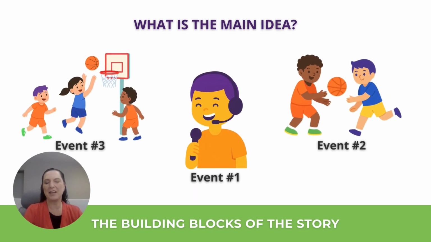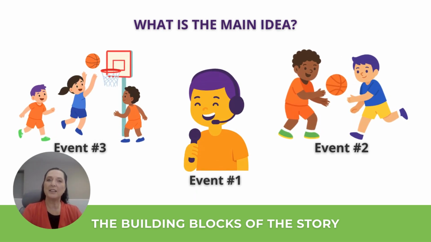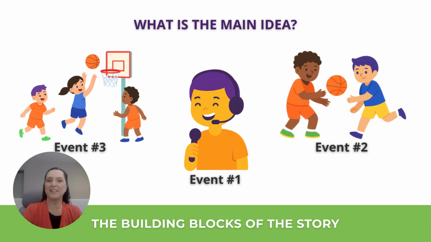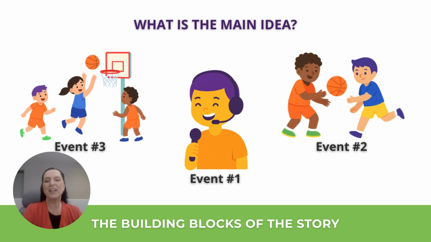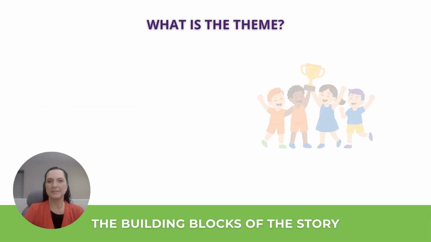Next comes the main idea. The main idea is basically what happened in the story. Think of it like the play-by-play announcer in a basketball game. The announcer tells you exactly what's happening. Johnson dribbles down the court, passes to Smith. She shoots, she scores. No life lessons, no big messages, just the facts of what happened.